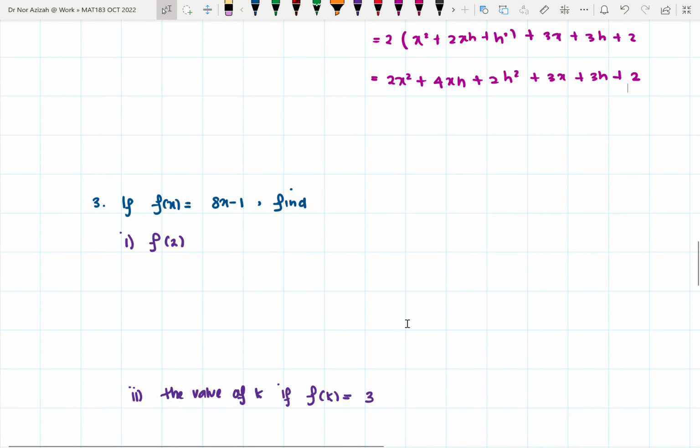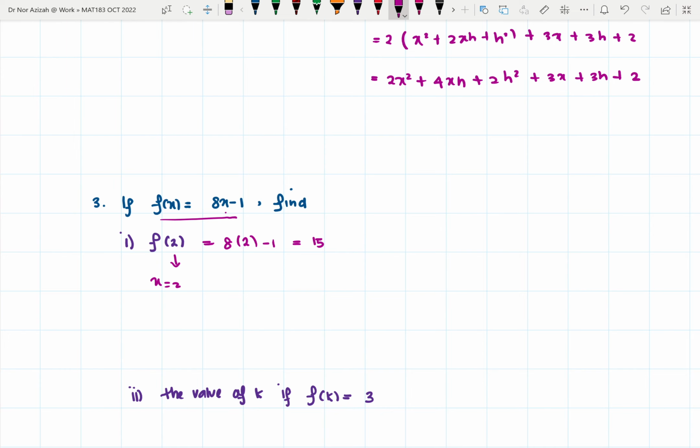For the next example, you are given f(x) equals 8x minus 1. You need to find f of 2. That means here x equals 2. So replace x by 2 here. So 8 times 2 minus 1, you will get 15, right?